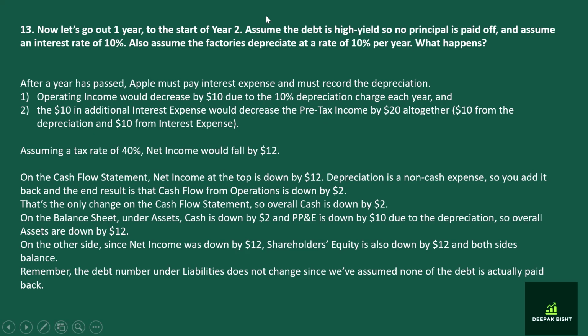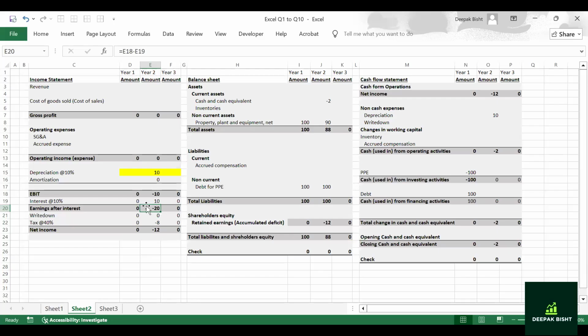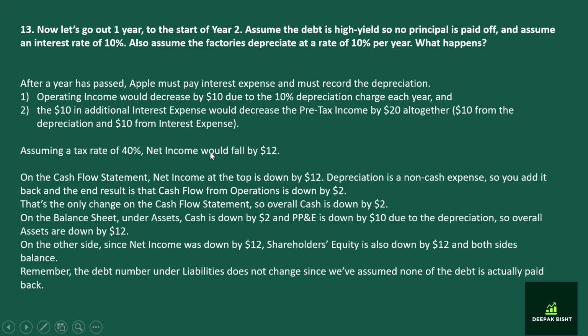Let me just share the Excel one more time. So the net income was decreased by earnings after interest. So the pre-tax income was decreased by $20 here. And because of tax, the net income, because you have it at 40%, net income will fall by $12. Okay, we have seen this much part.